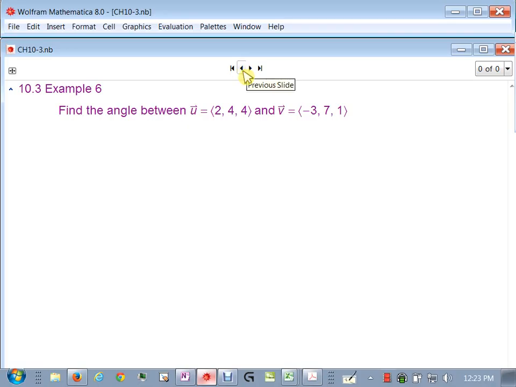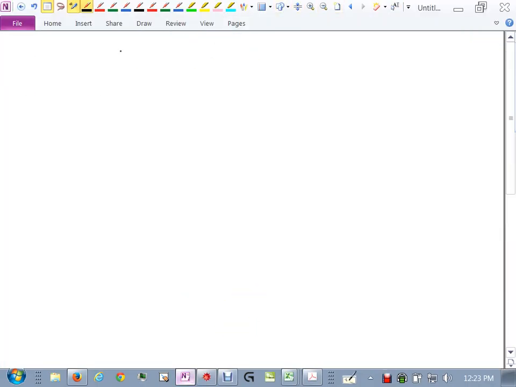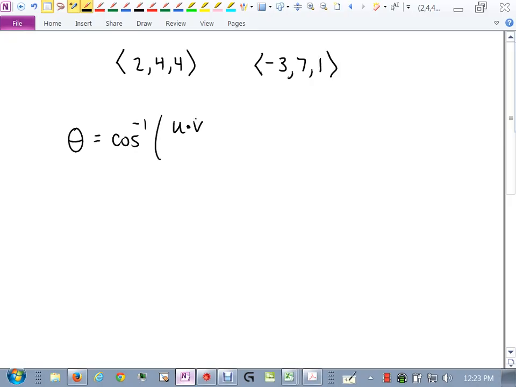So how do you find the angle between those two? If I have the vector 2, 4, 4, and I have the vector negative 3, 7, 1, and I want to know the angle between them. Those are vectors in three-dimensional space. If I attach tail to tail, there's some angle between them, and I'm trying to figure out what it is. So I'm going to need to use the formula. Theta is arc cosine of u dot v over magnitude of u times magnitude of v.